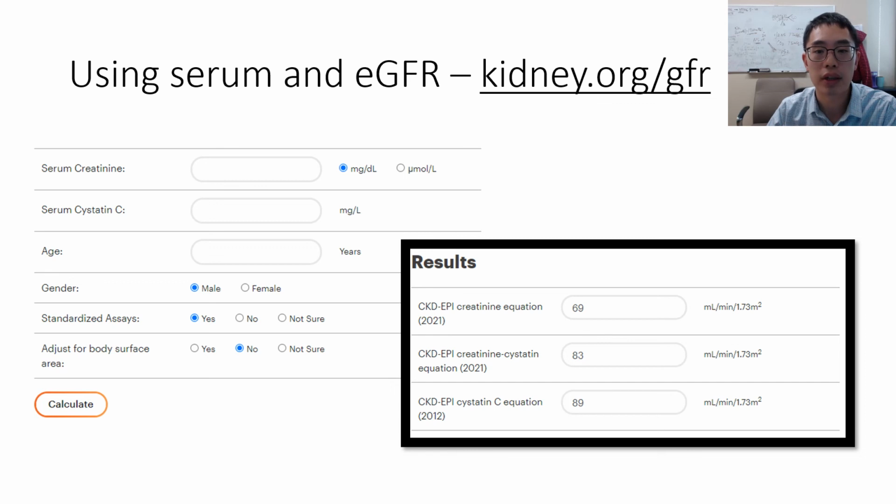Here on this slide, you'll find the calculator that is found on the National Kidney Foundation website at kidney.org/GFR. I hope this short talk gives you a better idea of the language we use when we are discussing kidney function and how it's measured.